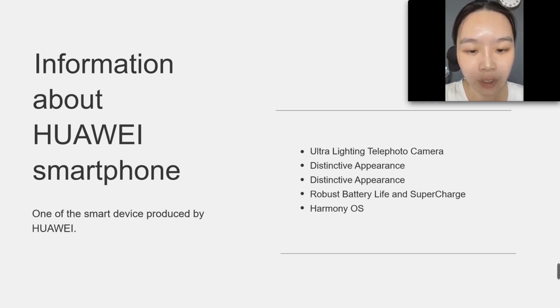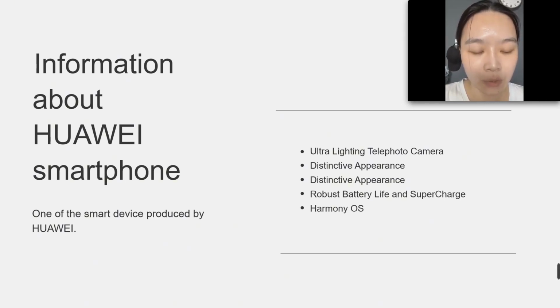It is one of the smart devices produced by Huawei, a leading global provider of information and communication technology infrastructure and smart devices. As the main product of Huawei, the smartphone features an ultra-light telephoto camera, which provides a new era of mobile photography. Also, it has robust battery life and supercharge.